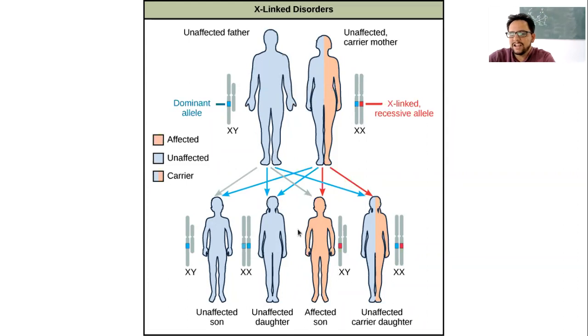But if the male is color blind, that means they only have this possible combination, that is X mutated or recessive allele, which is red, and the Y chromosome. I hope this part is clear to all. Does anyone have any question here?